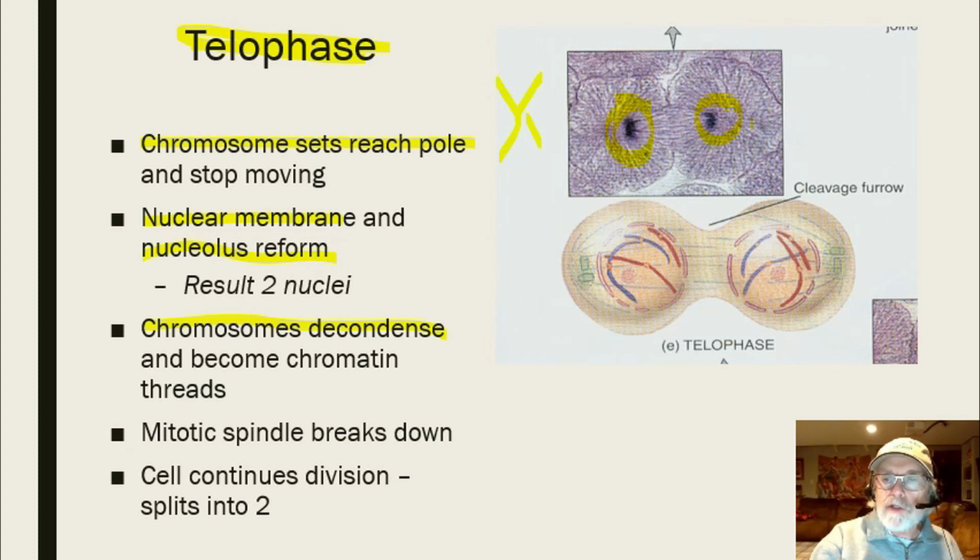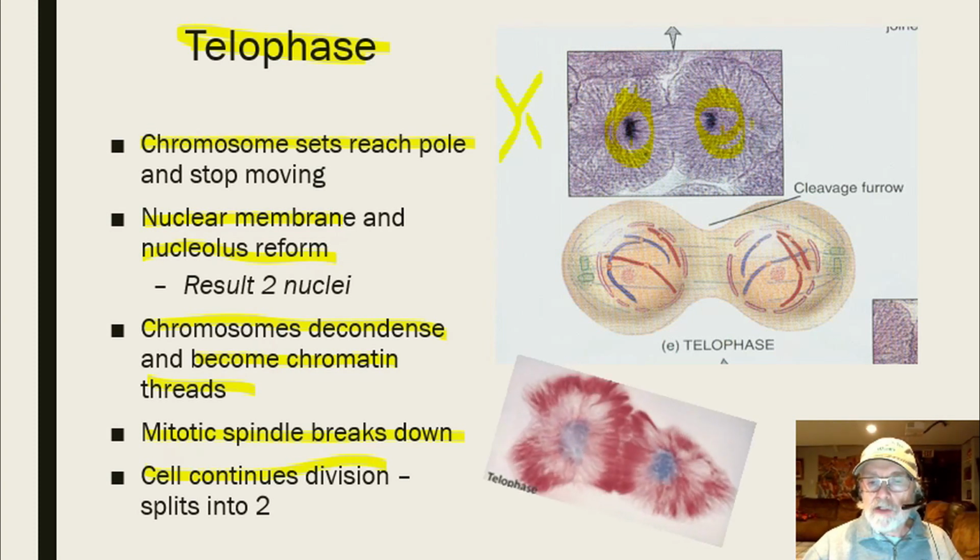I'll have a nucleus here, I'll have a nucleus here, a nucleolus will form inside each of the nuclei, the nuclear membrane starts to form, and the chromosomes say, okay, now I'm where I'm supposed to be, let's start to decondense. So those chromosomes decondense, again become chromatin threads, and will look like that granular material inside the nucleus. The mitotic spindle, all those microtubules will break down, and then we continue into that cell division. So we've gone from one thing to the next, and that's what it looks like now.